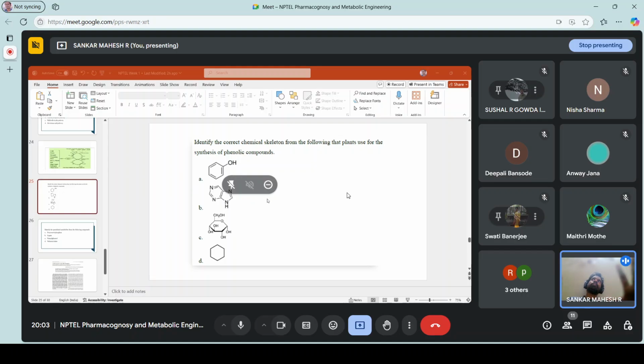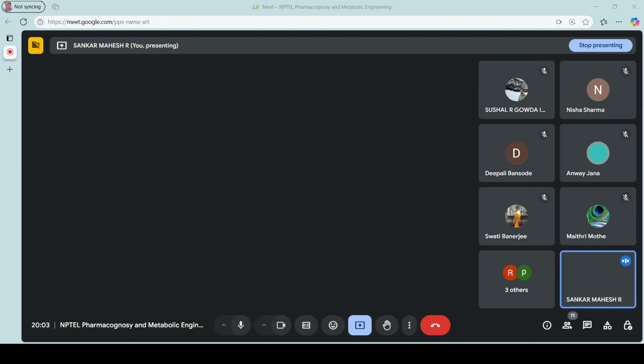So you have these glycosylation processes that also help improve the bioavailability and solubility of these phenolic compounds. But these are not a chemical skeleton. So the right option is option A. But I just wanted you to be aware that option C is also a part of the phenolic compound in some cases.